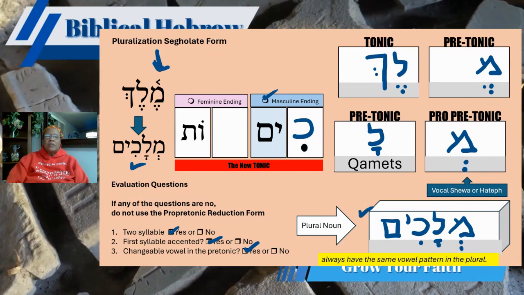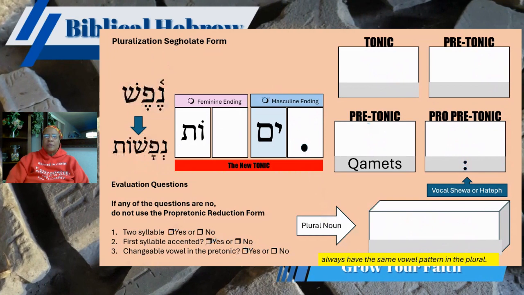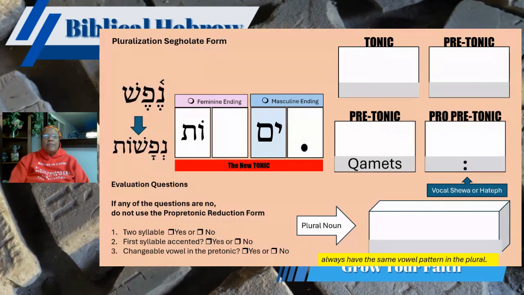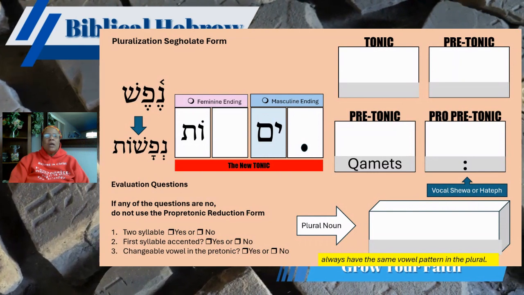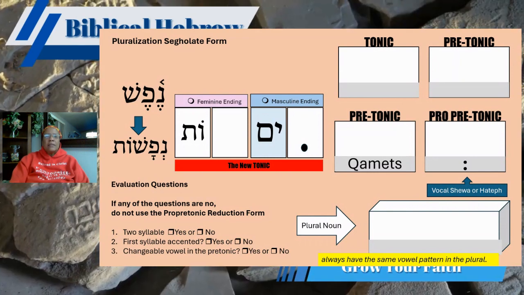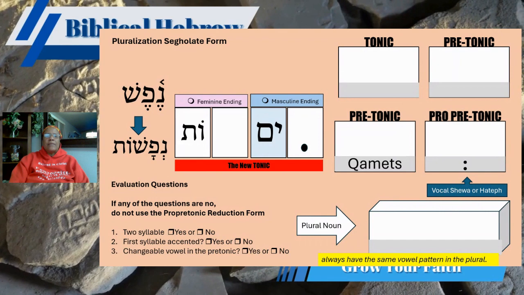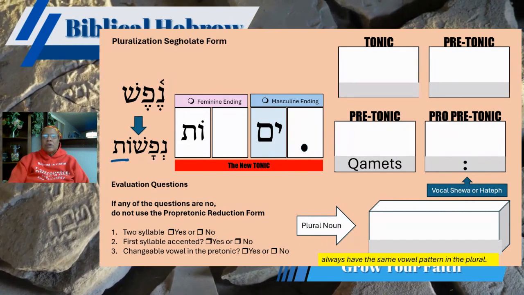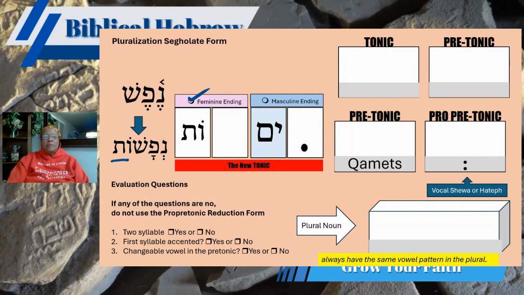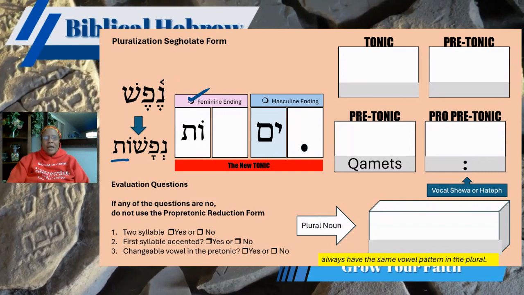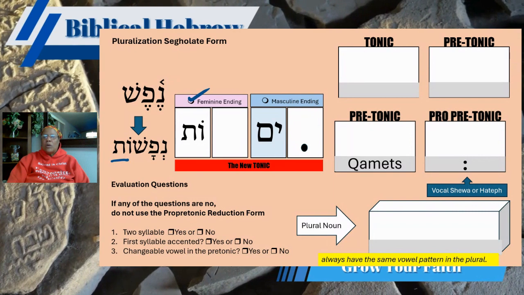Okay, let's try another. Nefesh, nefashot. It looks masculine singular, but takes a feminine ending. So we're using the feminine ending. Again, look it up in the lexicon. Make sure you know what you're working with.